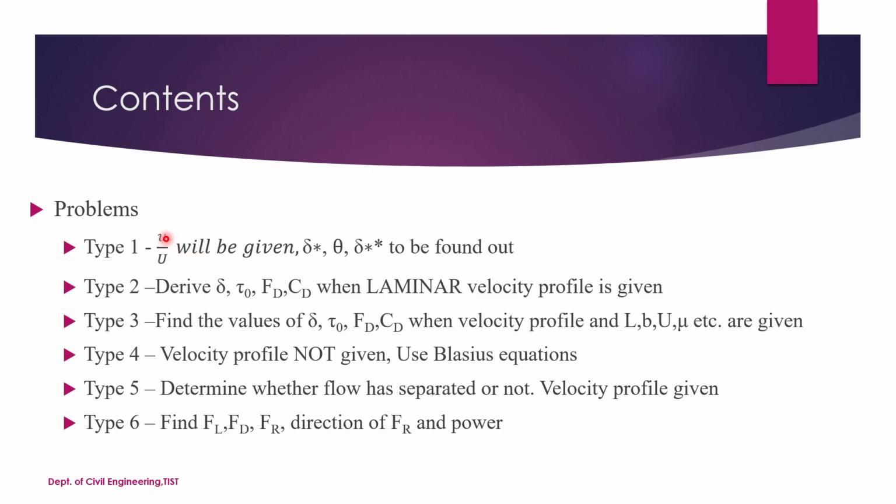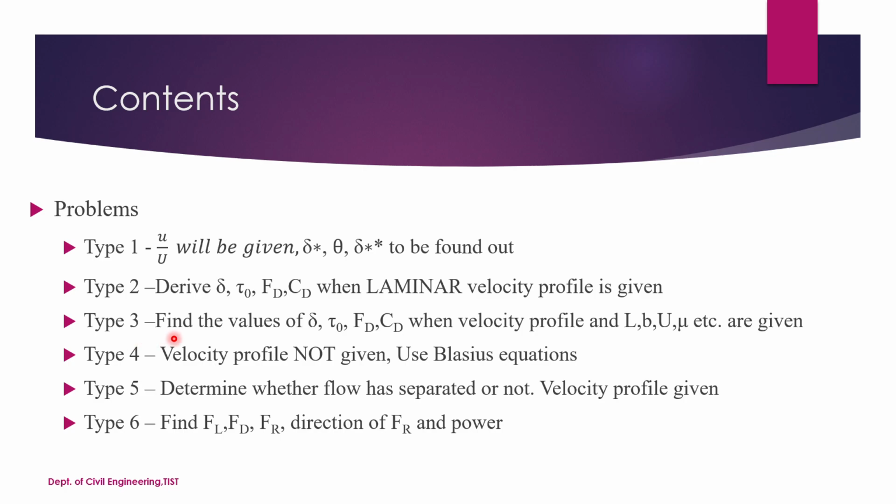First type is where U by U will be given, that is the velocity profile will be given, and we have to find out delta star, theta and delta double star. The second type, we need to derive or find an expression for delta, tau naught, FD in terms of Reynolds number when the laminar velocity profile is given. So the laminar velocity profile, that is U by U, will be given. You have to find out the expression in terms of Reynolds number for these terms, that is type 2.